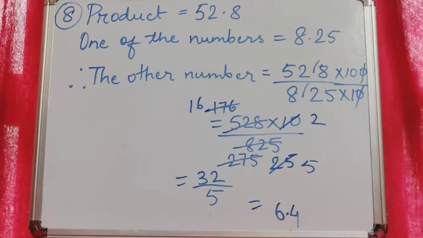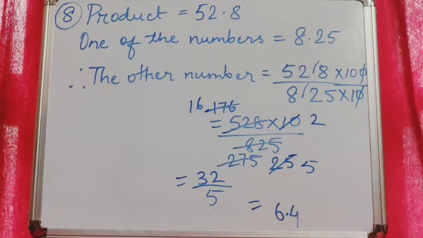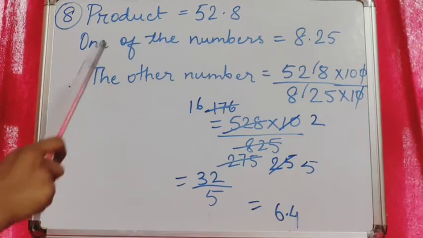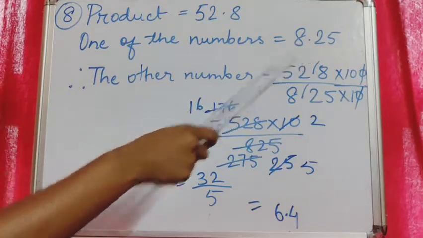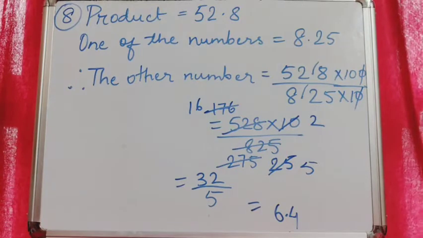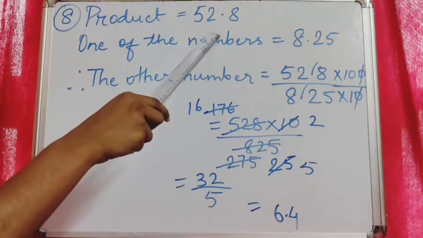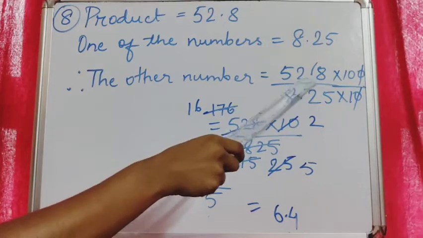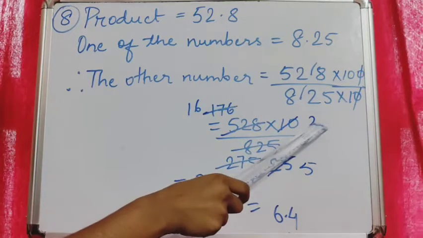Now if you look at question number 8, the product of two numbers is 52.8. If one of them is 8.25, find the other. So product is given, 52.8, and one of the numbers is given, 8.25. Therefore, the other number will be the division of these two numbers, because product means we have multiplied two numbers and then we got this result. So, in order to find the other number, we have to divide these two. So, we write 52.8 by 8.25 and both are decimal numbers.